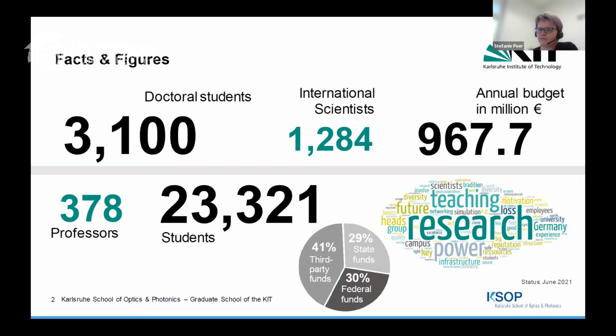For a university, this funding is quite high, with almost 1 billion euros, and it's from state funds, federal funds, and other third-party funds. The focus of the KIT lies in research, teaching, and innovation. It builds a bridge between a research center and a university.